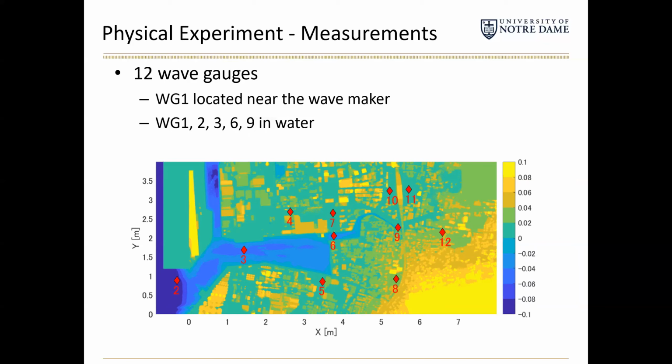4 of the gauges, wave gauge 2, 3, 6, and 9, were located inside the water, and the others are on land. Wave gauge 4 and 7 were near a large building north side of the port. Wave gauge 10 and 11 were located on both sides of a railway station. And wave gauge 8 and 12 were surrounded by a dense region of residential buildings.